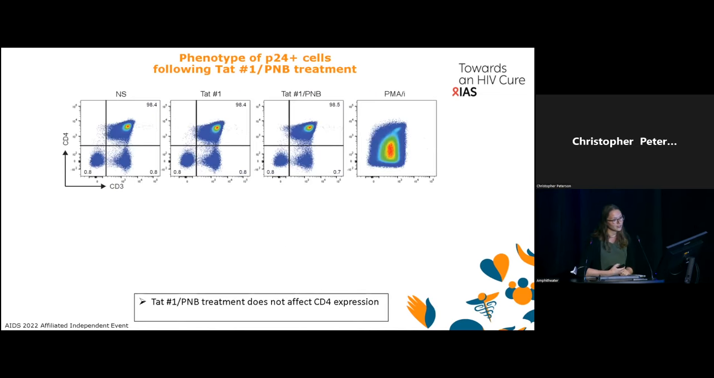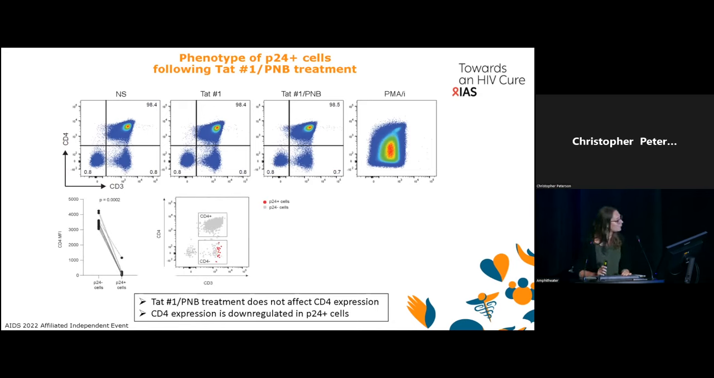So you can also study the phenotype of those P24 positive cells following stimulation. So I told you that we were using the HIV flow assay, which is a flow cytometry based assay. And that means that you can include different markers to have a look at the phenotype of those P24 positive cells following latency reversal. So what is really interesting, if you look at PMA ionomycin stimulation, you can see a clear downregulation of CD3 and CD4 expression at the protein level. If now you stimulate the cells with the TAT compound alone or in combination with panobinostat, you can see that the expression of CD3 and CD4 is completely preserved. And that means that you can actually study the CD4 expression in P24 positive cells, which cannot be done with PMA ionomycin stimulation.